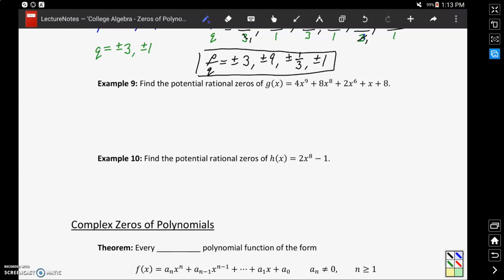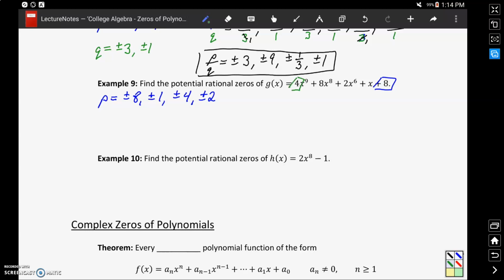We'll look at two more examples of applying this rational zeros theorem to come up with our list of rational numbers, p over q. Again, we'll start with all of our values for p, which would be all factors of positive 8, which would include plus and minus 8, plus or minus 1, plus or minus 4, and plus or minus 2.